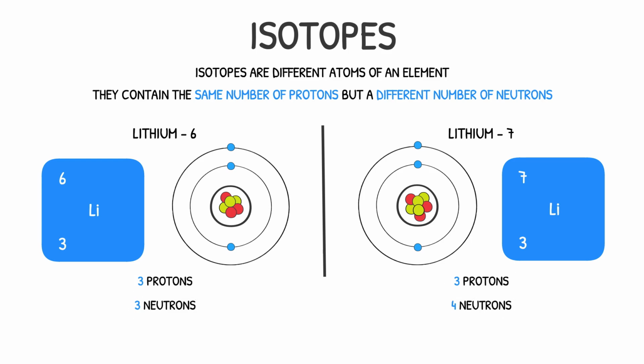A quick side note here. If you're thorough like me, then you're probably wondering about the electrons and how they can be calculated. Remember that your atom must always be electrically neutral, meaning there must always be the same number of electrons as there are protons. So in the case of these lithium atoms, both will contain 3 electrons.